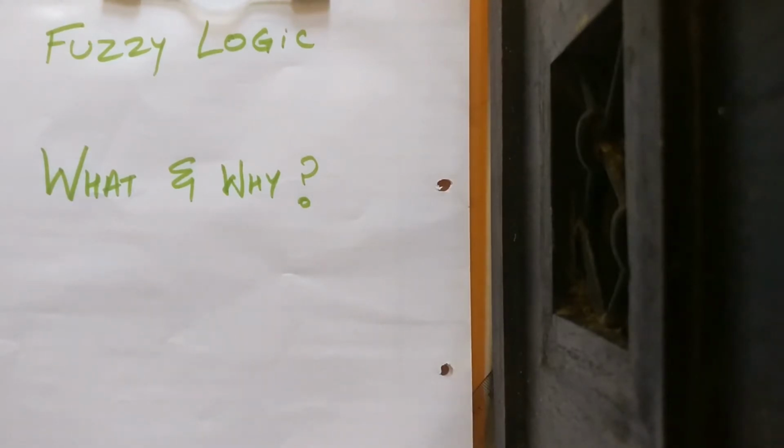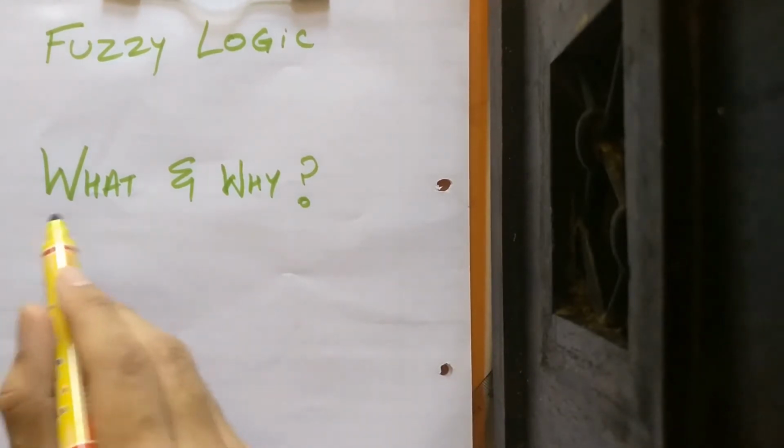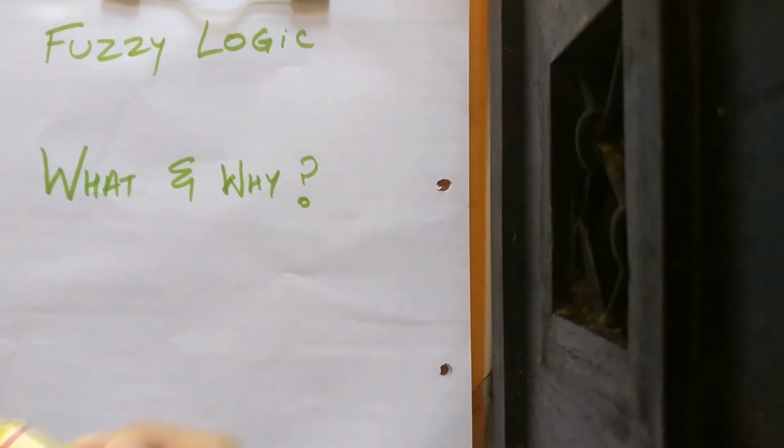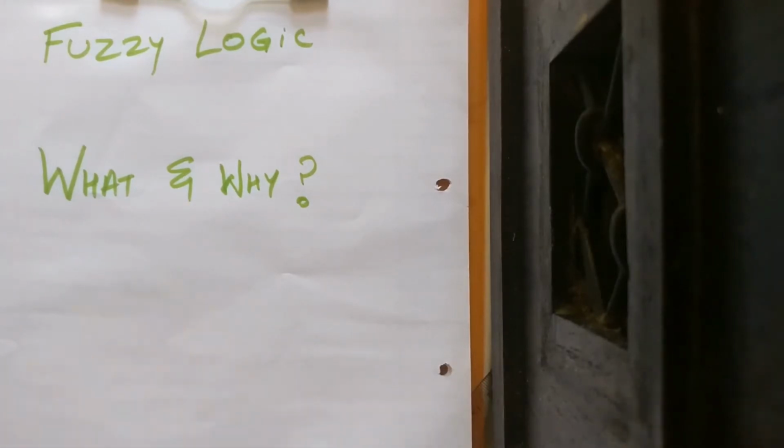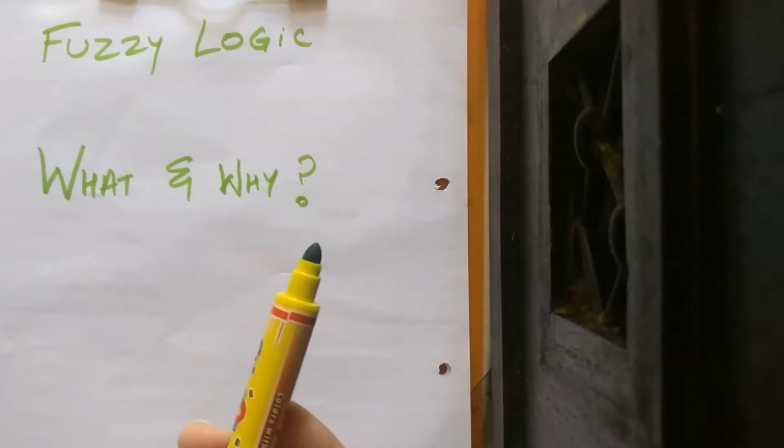So the first video is dedicated to what is fuzzy logic and why do we need fuzzy logic, because fuzzy logic is part of soft computing, which is related to data interpretation and machine learning. There are really wide applications.